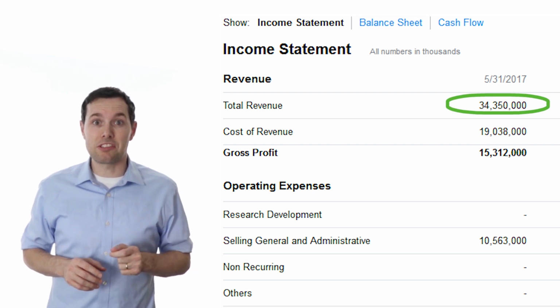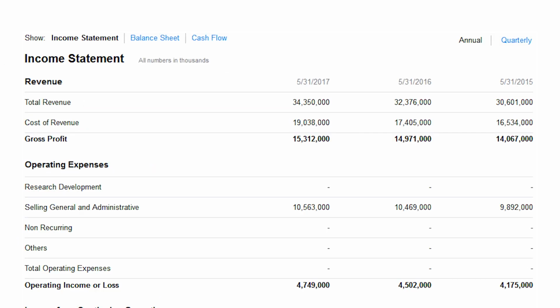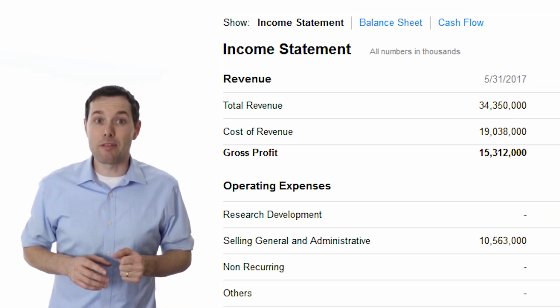My question here is, how does it look compared to last year? Well, they had 32.37 last year, which is a gain of about 6%. And before that, there was a gain of about 5.8%. So we're seeing some good annual growth over the past few years. That's good to know.